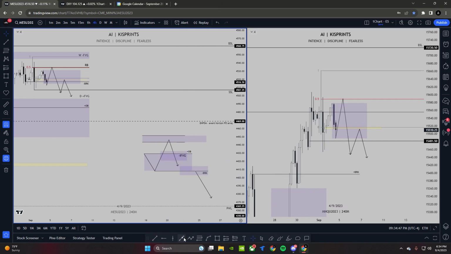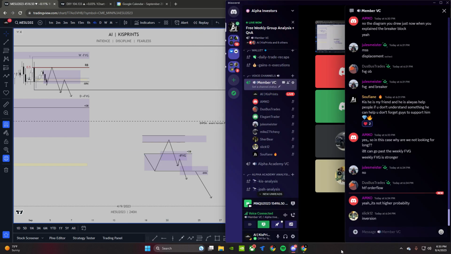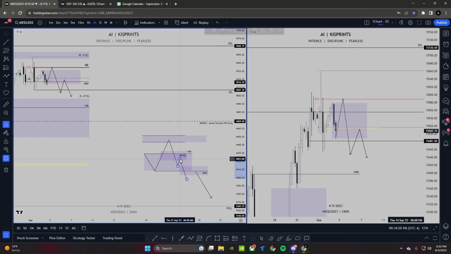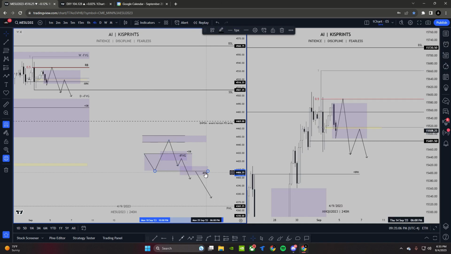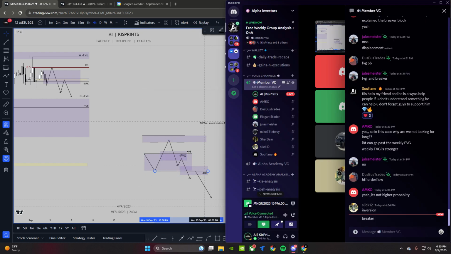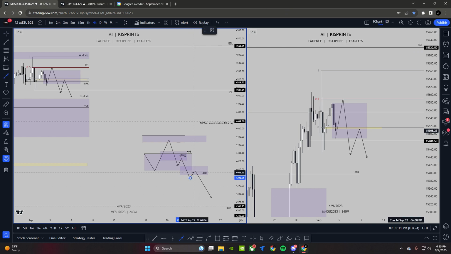Right there. So maybe we come up, tap into it, displace lower, and then what does that order block become? That's the other PD array that we were looking at for a market structure shift. And that order block becomes a breaker block. Perfect. So then that's our entry right there. That right there. That's our entry. Obviously, within macro, everything lines up.